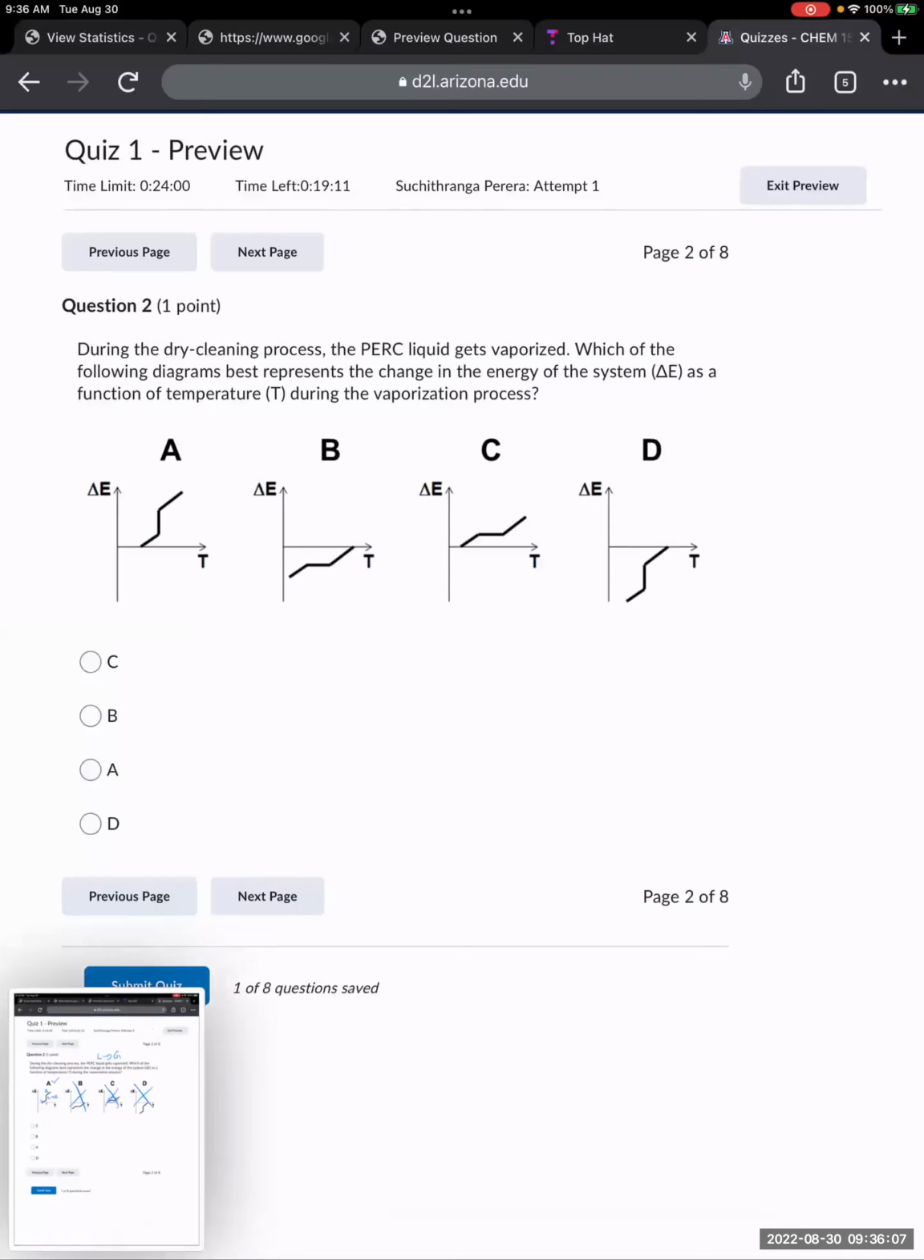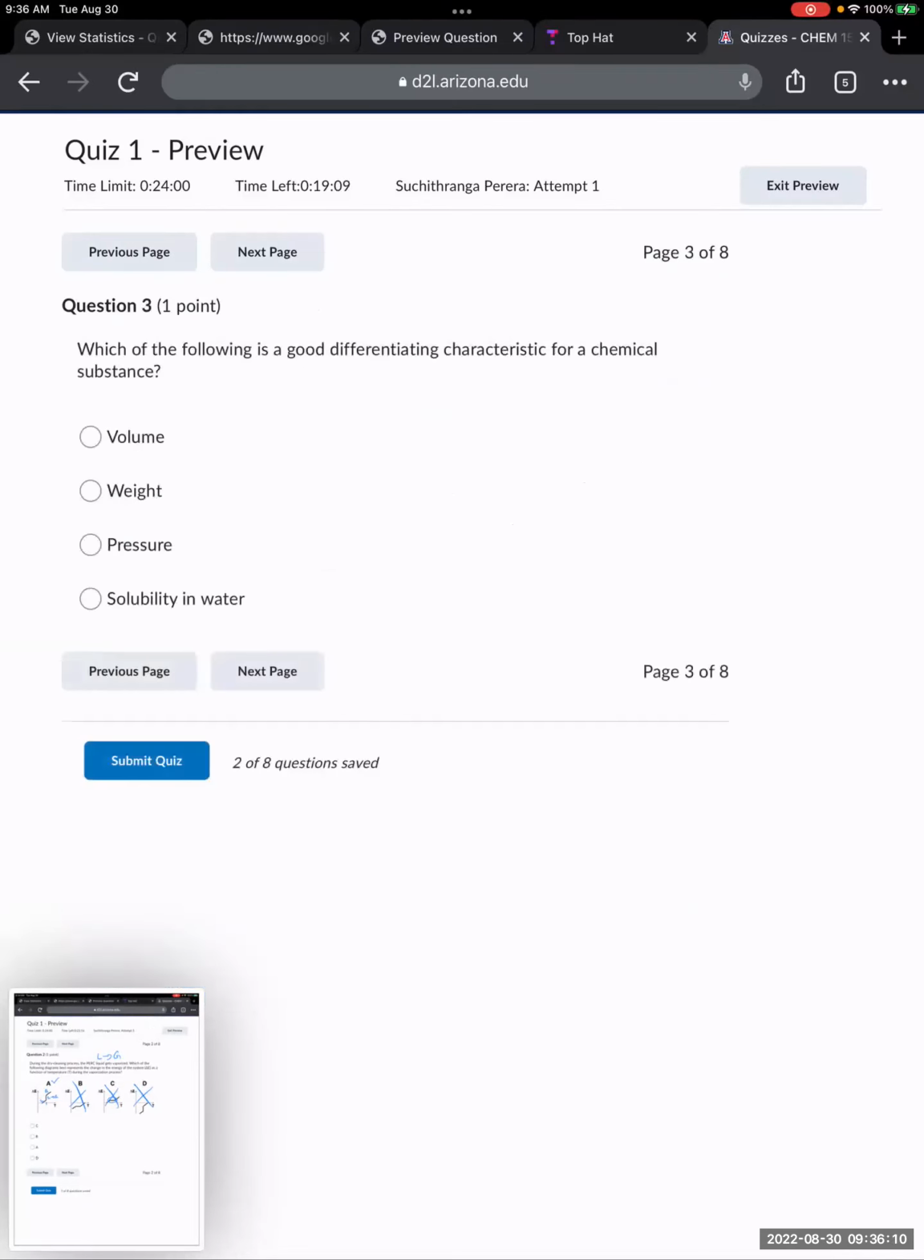All right, so let's select that. Moving on, which of the following is a good differentiating characteristic for a chemical substance? If it is a differentiating characteristic, it needs to be intensive, meaning the value of the property does not depend on the amount. And also, it needs to be a unique property.